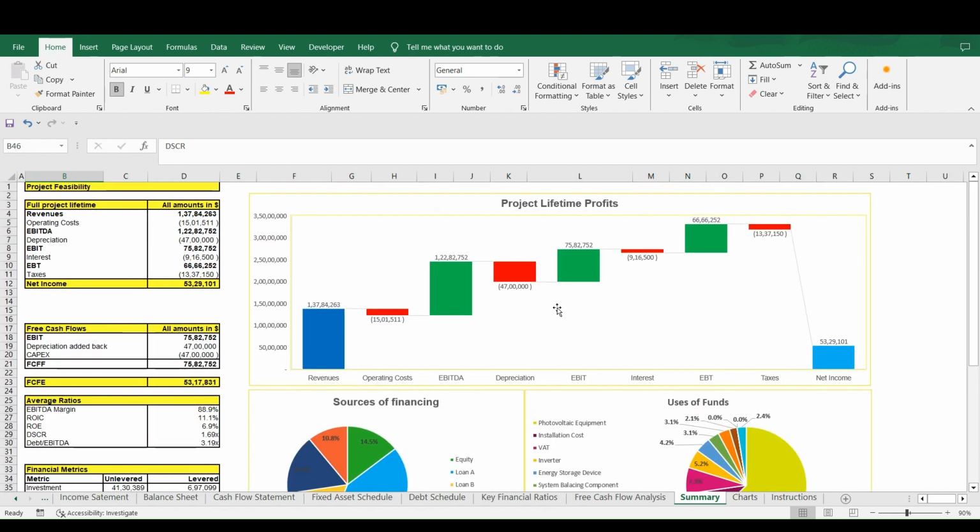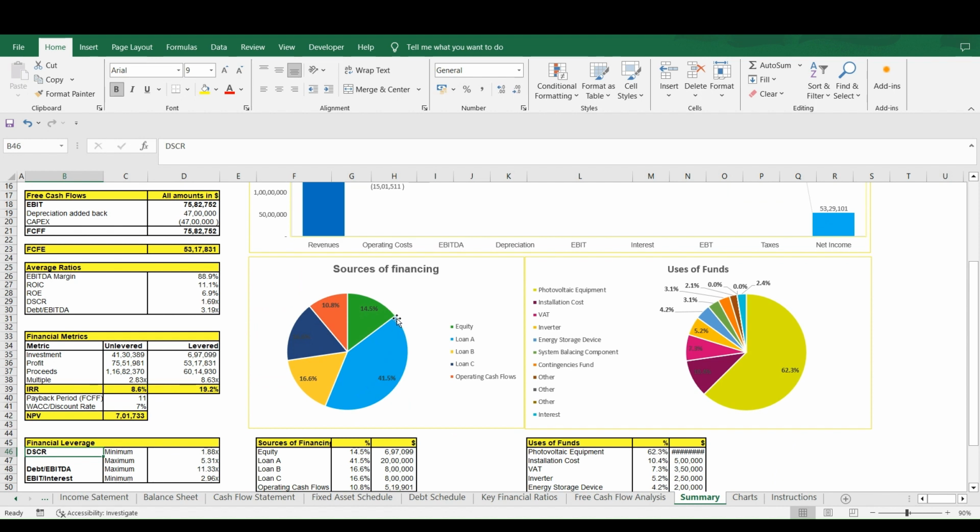Here we have a project lifetime profit. We have a waterfall chart. These are the revenues that are generated. The red ones are the cost, and green ones are just nominal metrics. So we have earnings before interest, tax, depreciation, and amortization. Then we have EBIT, EBT, and then we have net income.